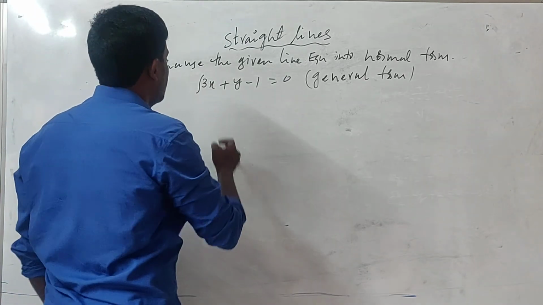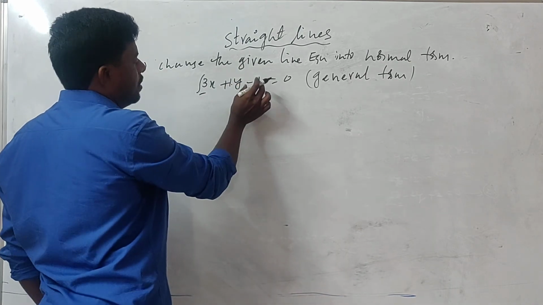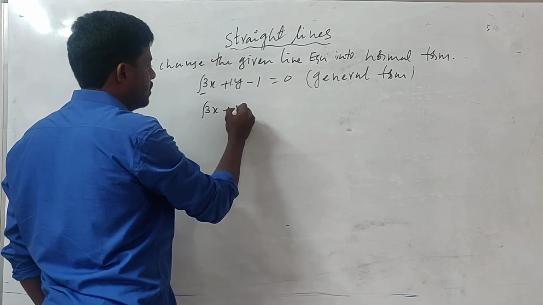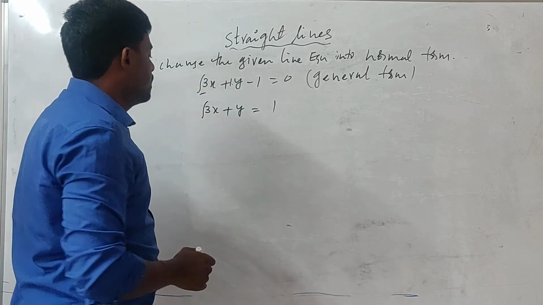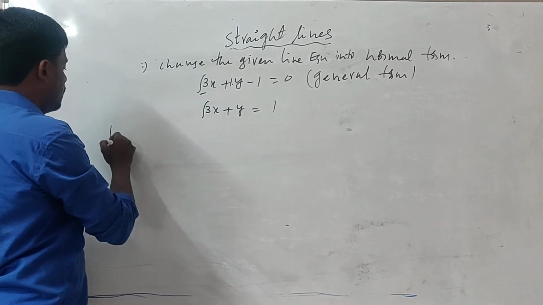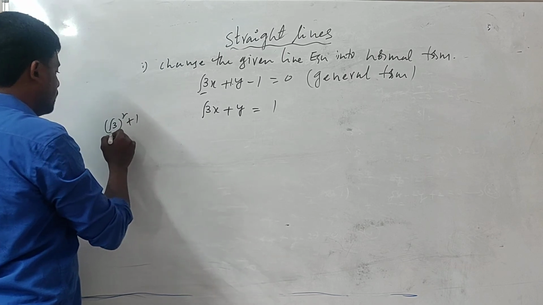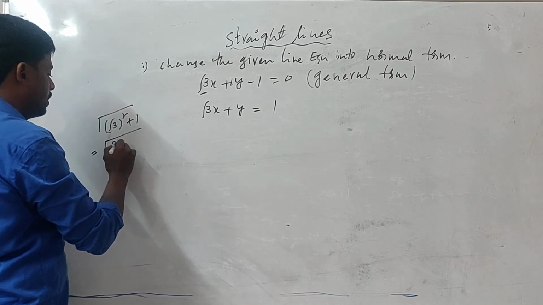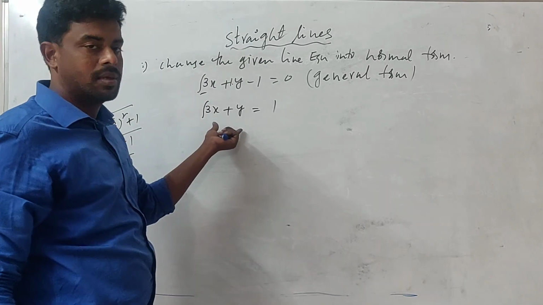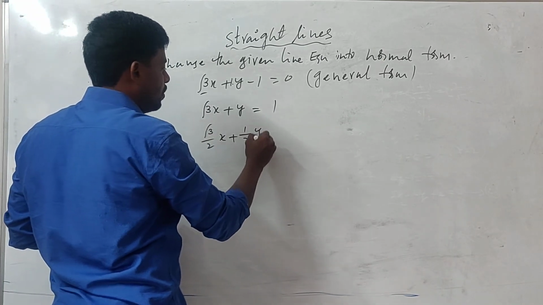Further, the process is there. Here the x coefficient is root 3 and the y coefficient is 1. First of all, we need to send the constant term to the RHS: root 3 x plus y equal to 1. Then we need to divide both sides by the square root of (root 3) squared plus 1 squared, which is root of 3 plus 1, equal to root 4, equal to 2. Dividing all terms by 2: root 3 by 2 x plus 1 by 2 y is equal to 1 by 2.